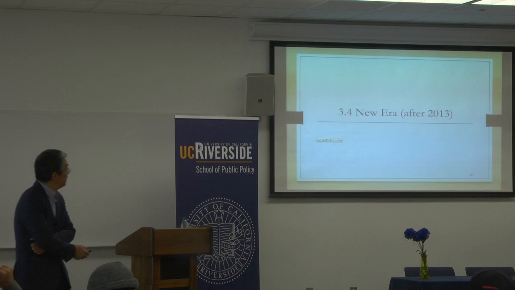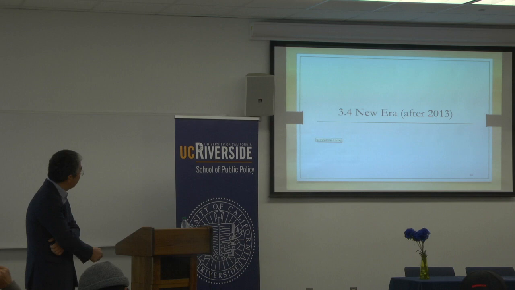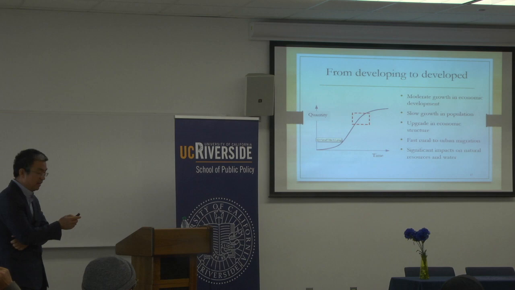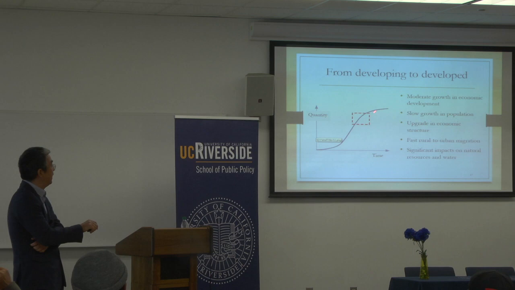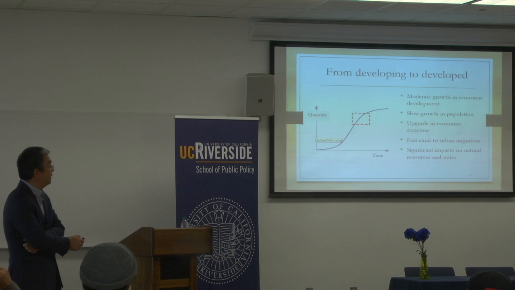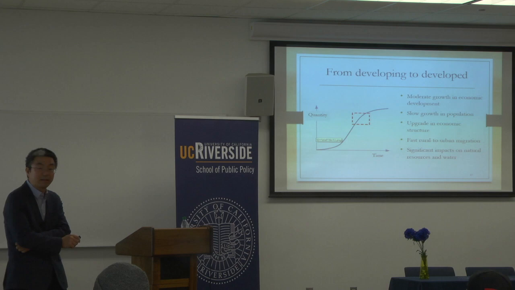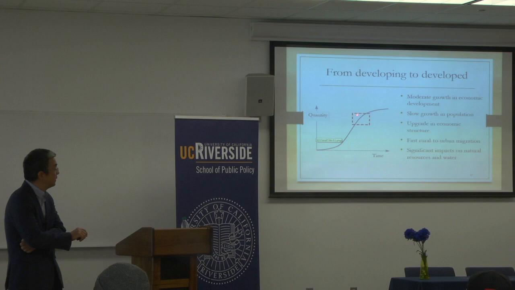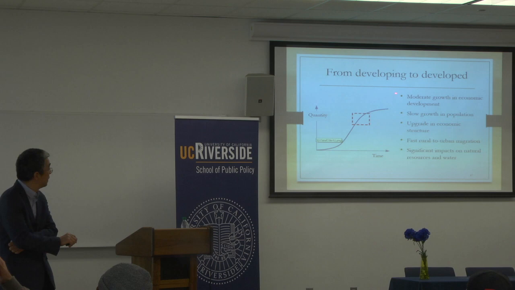Then we will see the new era. So China, now it's at the time from the developing to the developed. This is the S curve. And the character of this one is that at this time there is moderate growth in economic development. So now China, the official figure is about 6.5% each year, economic data. And in the past, probably about 8% or 9% each year, the annual increase in GDP. And a slow growth in population.